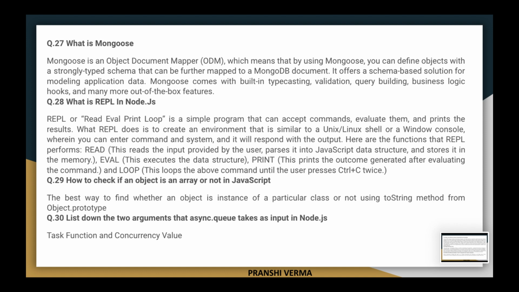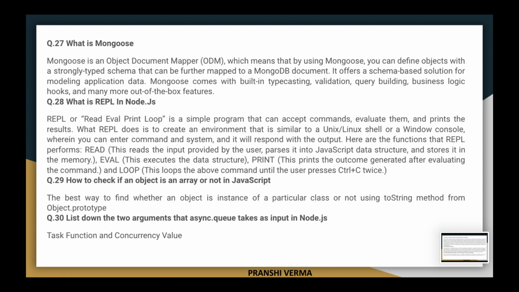Answer, the async queue function is a powerful function provided by the async.js library in Node.js that enables asynchronous processing of tasks in a queue. It takes the following two arguments. Worker function, this is the function that is called for each task in the queue. The worker function takes two arguments, the task that is being processed and a callback function that needs to be called once the task is complete.